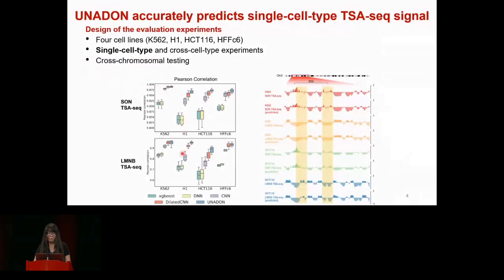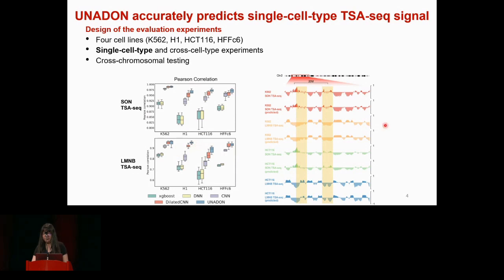We compared our model with 4 commonly used baseline methods: XGBoost, which is based on gradient tree boosting, dense neural network DNN, which only contains the fully connected layers, convolutional neural network CNN, and dilated CNN. Among these methods, XGBoost and DNN cannot incorporate any context information. CNN and dilated CNN are commonly used for sequence-based predictions. On the left is the Pearson correlation of the predictions. As we can see, across all the cell types and nuclear bodies, UNADON shown in blue achieves comparable or superior performance compared to all the baseline methods.